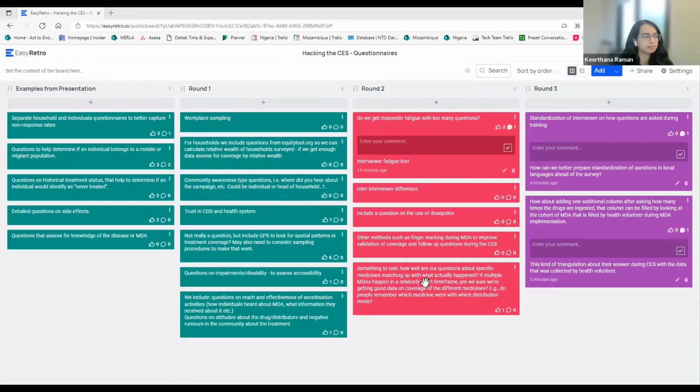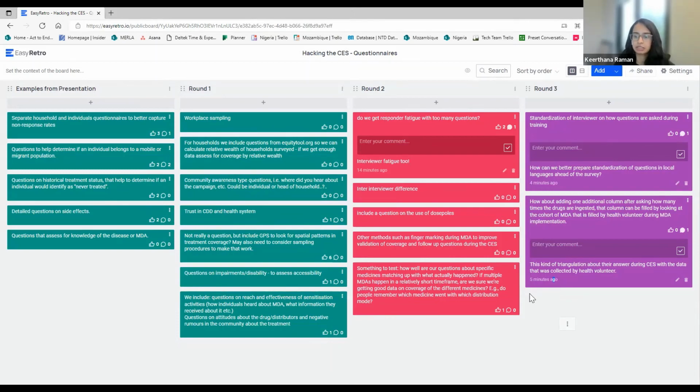Sure, thanks, Clara. So just wanted to highlight some of the key points that came out of our retro board here. We had some really good discussion in our last breakout room about standardizing the interview questions and standardizing the ways that questions are asked by interviewers, and addressing that during training, but also thinking about the way that questionnaires are translated into different local languages and ensuring that we're able to validate the way that the translation happens in those languages as well ahead of the MDA. In some of the other groups, we talked about responder fatigue, interviewer fatigue.